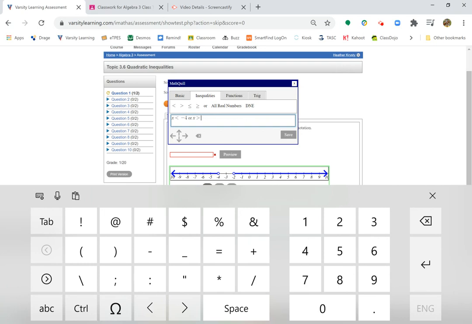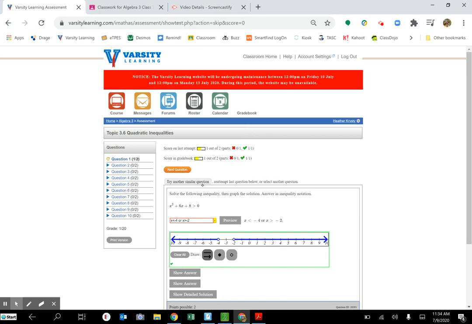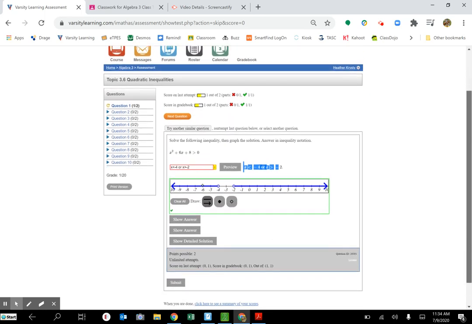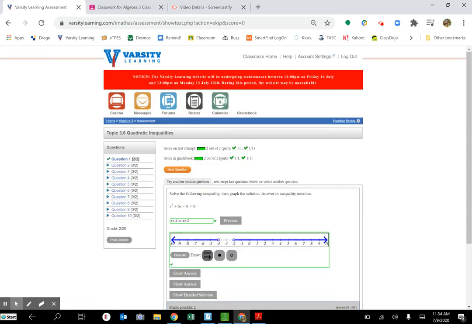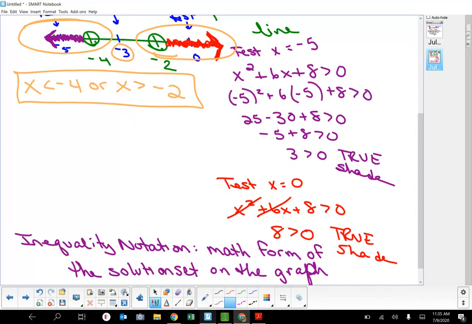-2 I need in here. Okay, so we're going to save that. Notice it puts it over here. It writes what that inequality notation looks like. And we're going to submit that answer. It's thinking. And you're going to be good to go. Okay, so that's how that's going to look over in Varsity.